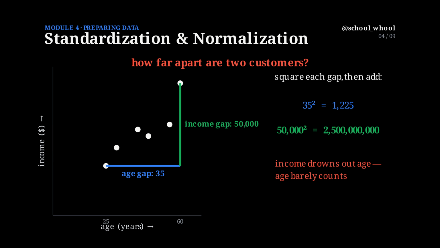The age gap contributes about 1,000. The income gap contributes 2.5 billion. Age is completely drowned out. The model is deciding these customers are different almost entirely because of income, and it barely notices age at all.